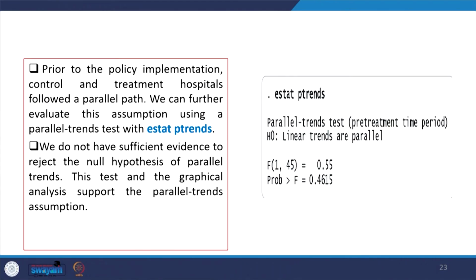Now you can see this command can also tell you whether you are going to reject the parallel trend assumption or not based on the significance level. The command here is called estat ptrends. Prior to the policy implementation, control and treatment hospitals followed a parallel path. We can further evaluate this assumption using a parallel trends test with estat ptrends. We do not have sufficient evidence to reject this null hypothesis about the parallel trend. That means this test and the graphical analysis support the parallel trend assumption, since this is not significantly deviating, not rejecting our null hypothesis.